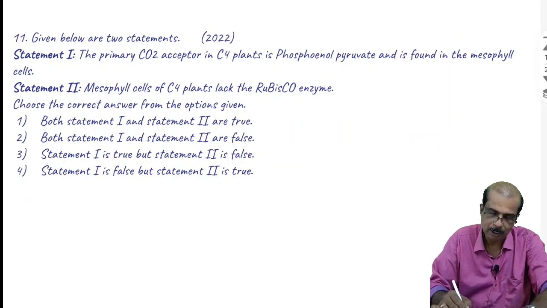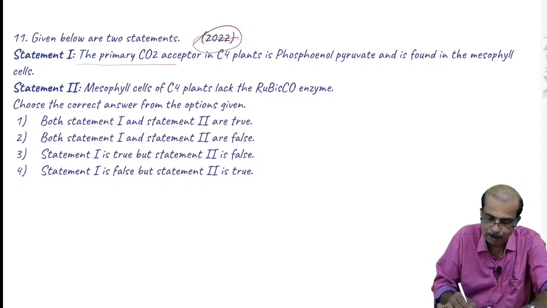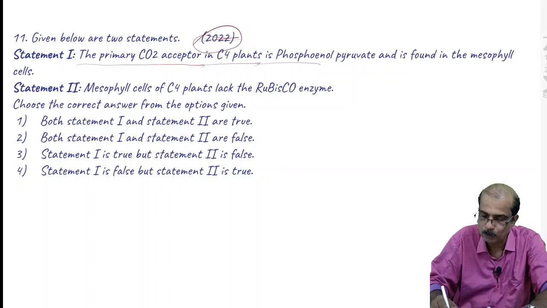Next question, asked in 2022. It is also a statement type question. The primary carbon dioxide acceptor in C4 plants is phosphoenol pyruvate and is found in the mesophyll cells.